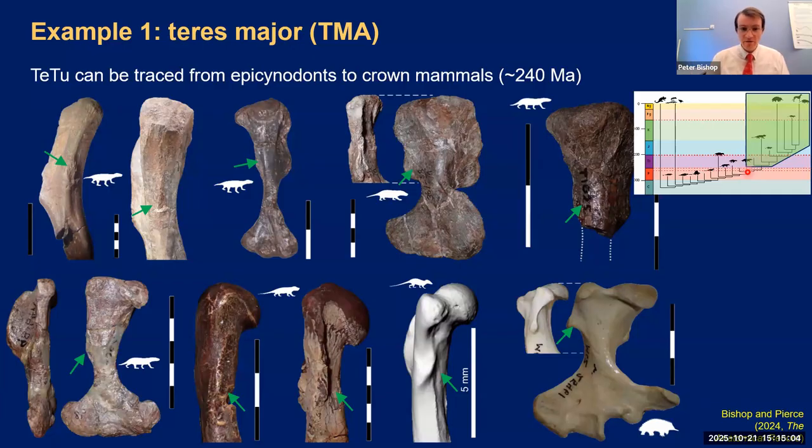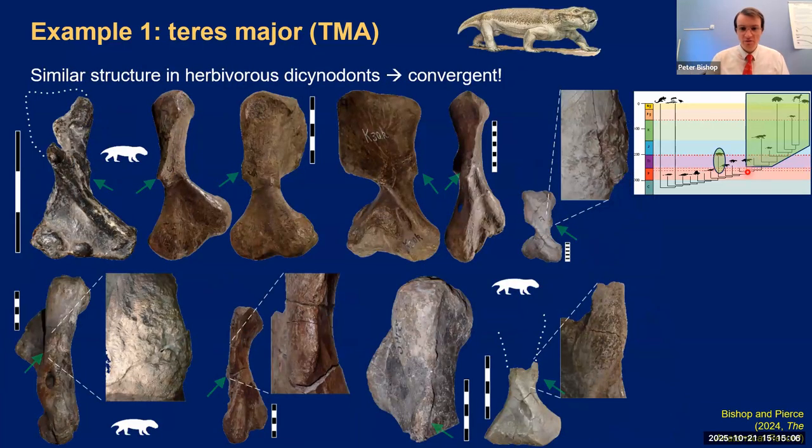Now, interestingly, a very similar arrangement is also observed on the humerus of a separate group of non-mammalian synapsids called the dicynodonts. And these were a herbivorous group that looked like a strange cross between a turtle and a hippopotamus. The interesting thing here is that dicynodonts evolved independently, or separately, from cynodonts, the latter of which gave rise to mammals. And so this means that a teres major muscle actually evolved independently, convergently, in these two separate groups.